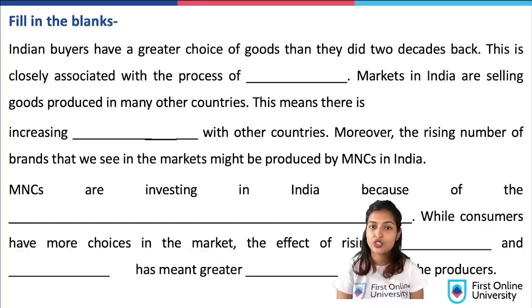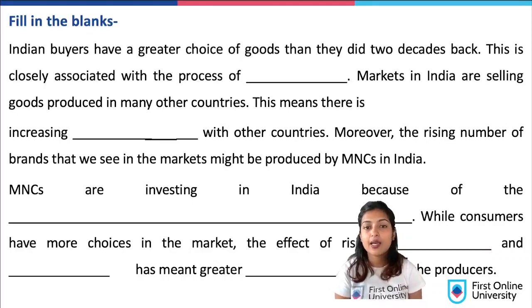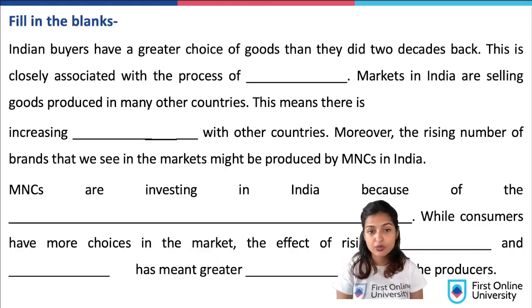Indian buyers have a greater choice of goods than they did 2 decades back. This is closely associated with the process of dash. Markets in India are selling goods produced in many countries. This means there is increasing dash with other countries. Moreover, the rising number of brands that we see in the markets might be produced by MNCs in India. MNCs are investing in India because of the dash. While consumers have more choices in the market, the effect of rising dash and dash has meant greater dash among the producers. So please fill in the blanks with the appropriate words.